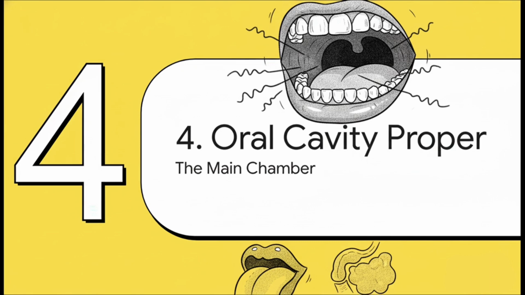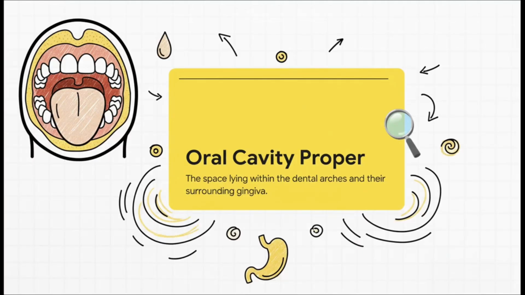Okay, passing through those spaces between the teeth, we are now entering the main chamber of the mouth, the oral cavity proper. This is where most of the magic happens. This is the space that lies inside the arches of your teeth and their surrounding gums. It's the home of your tongue, and it's where the real work of chewing, mixing food with saliva, and starting digestion really kicks off.